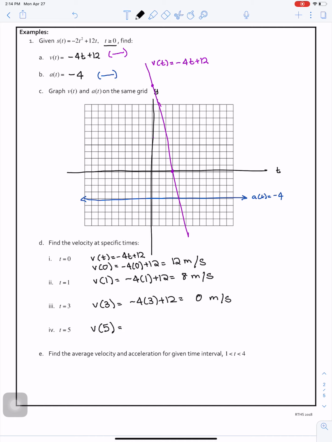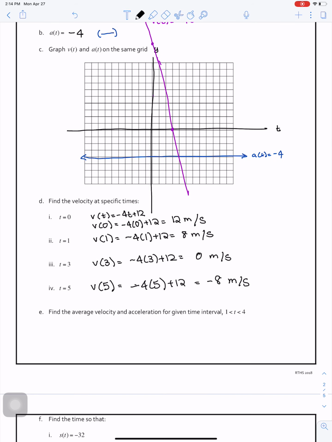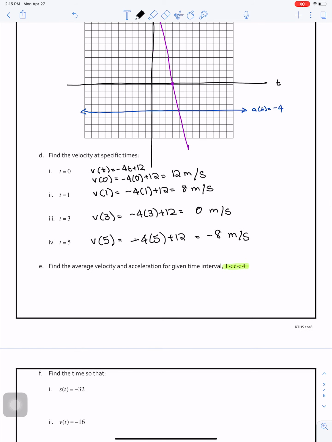My velocity at 5 is -4 times 5 plus 12, which is -8 meters per second. It says find the average velocity and the average acceleration for the time interval. So I'm given an interval of time, so I'm looking for a slope of a secant line. So average velocity is equal to the change in position, so position at time 2 minus position at time 1 divided by my 2 time intervals.